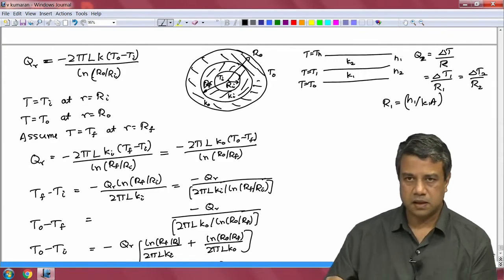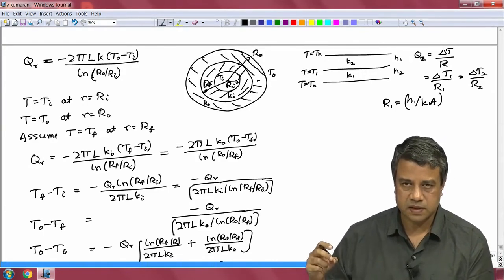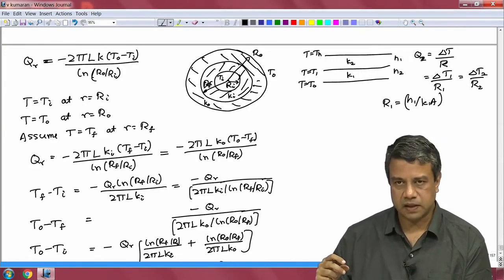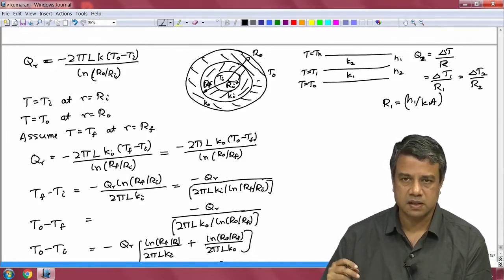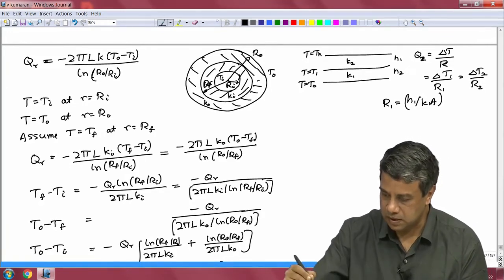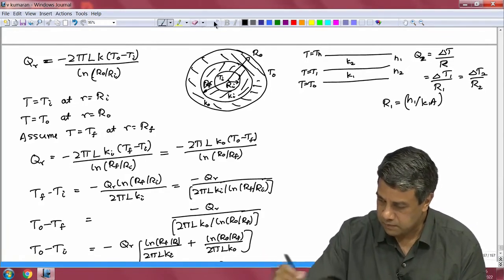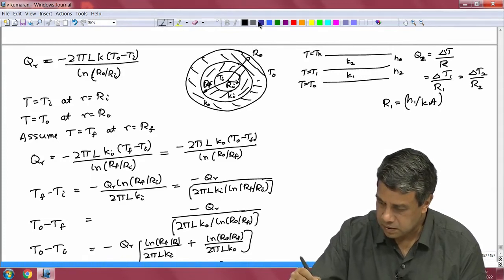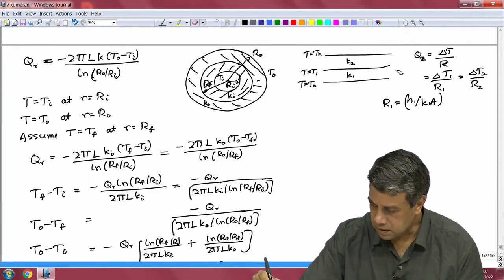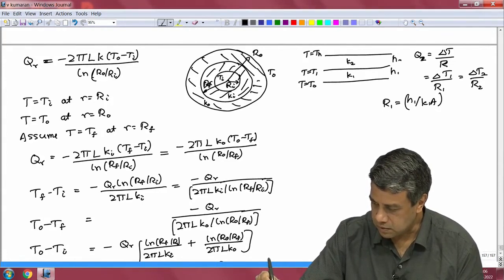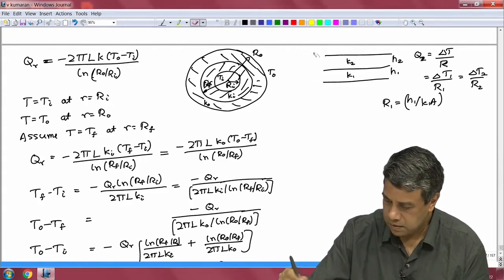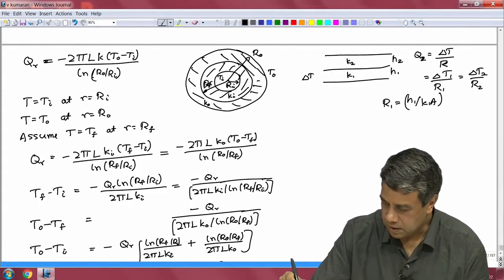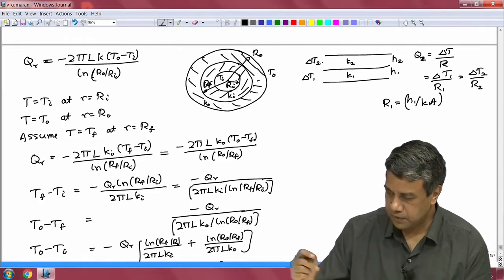Delta T2 is the temperature difference across the slab of thickness H2 with conductivity K2, and delta T1 was the temperature difference across the slab with thickness H1 with conductivity K1, and I have to be consistent here. So, I will take this as H1 and H2, and the temperature difference here will be delta T1 and delta T2.